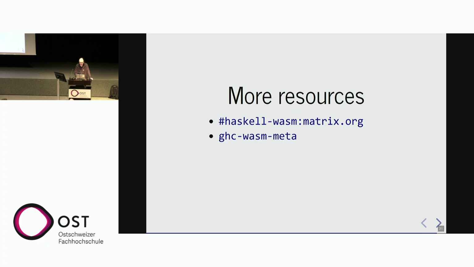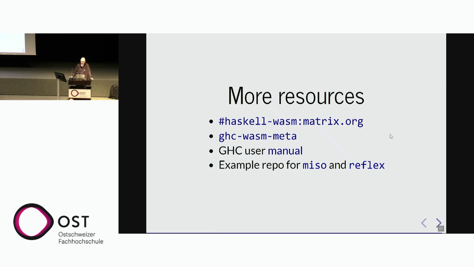So we have the GHC Wasm meta repository as our main official distribution channel. And we also have the GHC user manual, which covers everything that I talked about today with more technical details. So you are welcome to check out the manual and see if there's anything amiss. And finally, in a production app, you might want to start with a well-established framework already, like Miso or Reflex. And we have the official example repos for both the Miso framework and the Reflex framework, using these frameworks as external package dependencies.